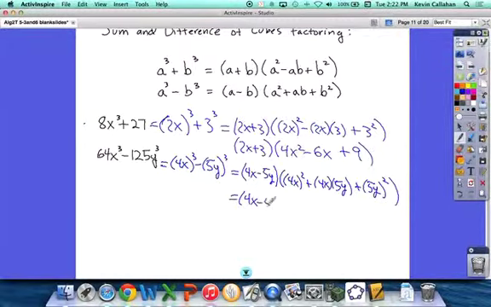4x minus 5y times 4x squared is 16x squared, right? No more parentheses. How about the 4x times 5y? 20xy. And how about the 5y squared? 25y squared.